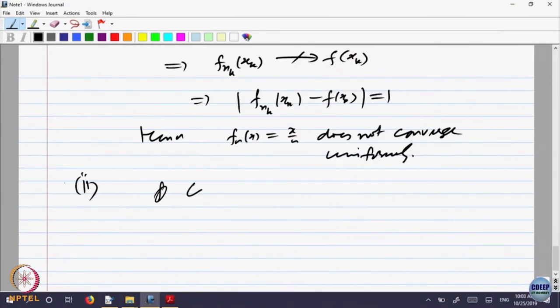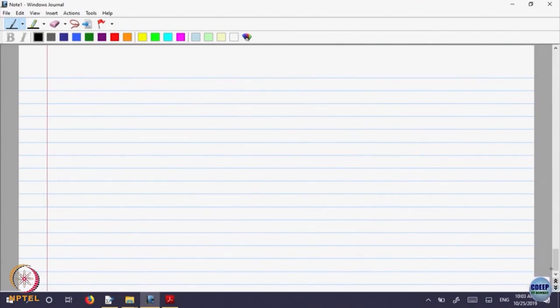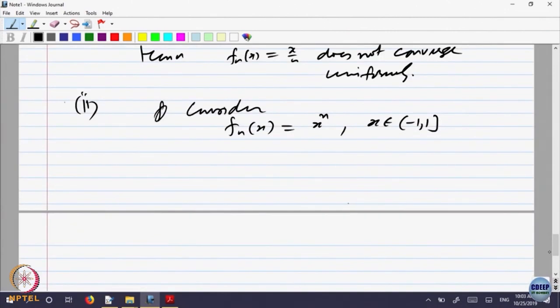Let us consider f_n(x) equal to x to the power n, for x belonging to minus 1 to 1. So, the question is, does f_n(x) converge pointwise to anything? x is between minus 1 and 1, so mod x is less than or equal to 1.